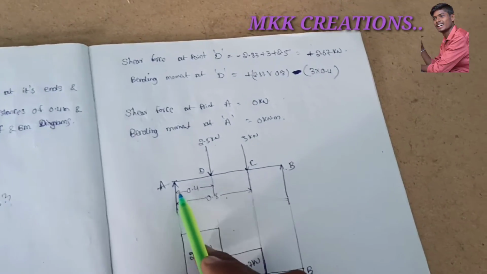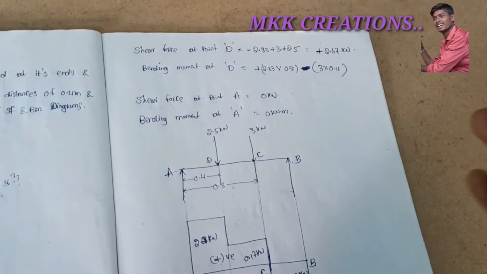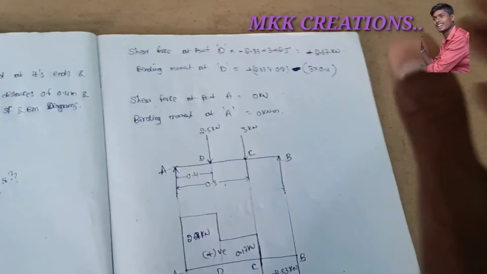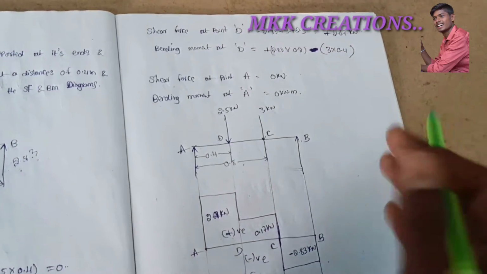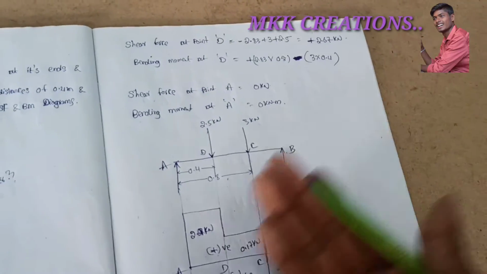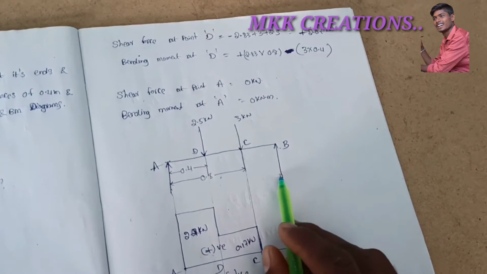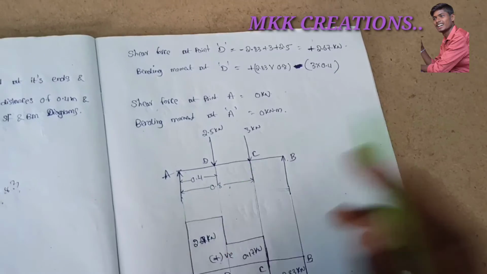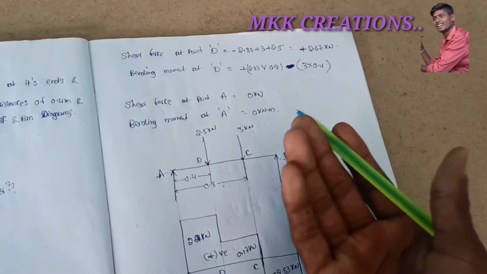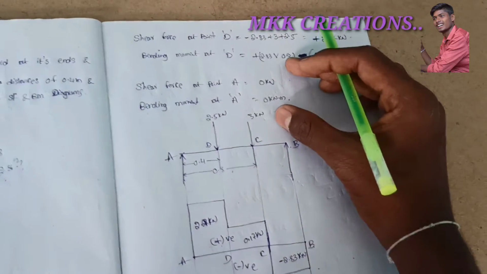Next, at point A, what is the shear force at point A? 0 newtons. Why? Because starting and ending are 0 in simply supported beams. Okay? Then bending moment also becomes 0. Force is 0. Here we have a distance of 1.2 from point B to A, but the load is only 0, so 0 into something is 0. So this is the calculation.